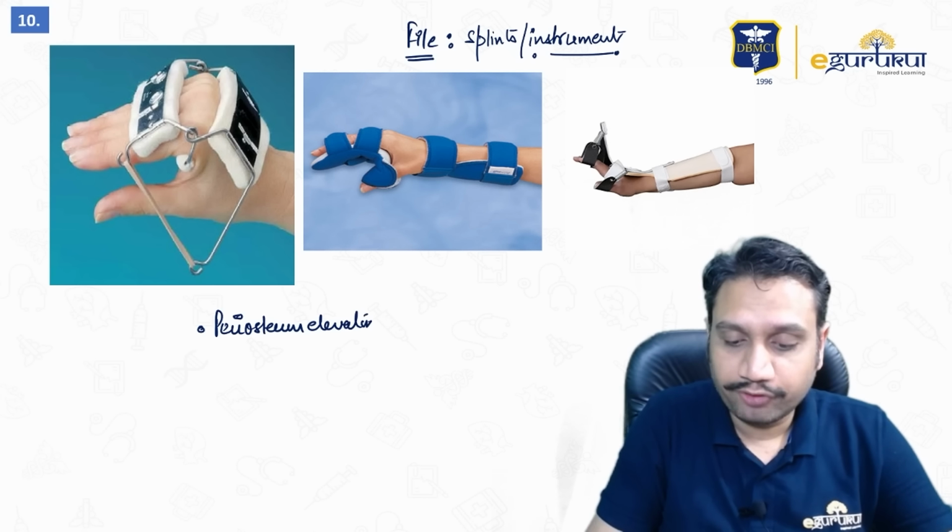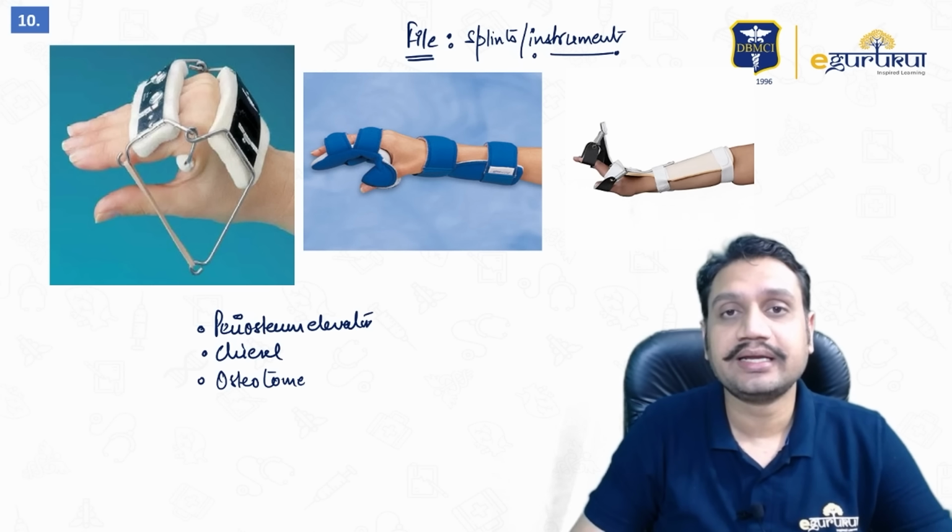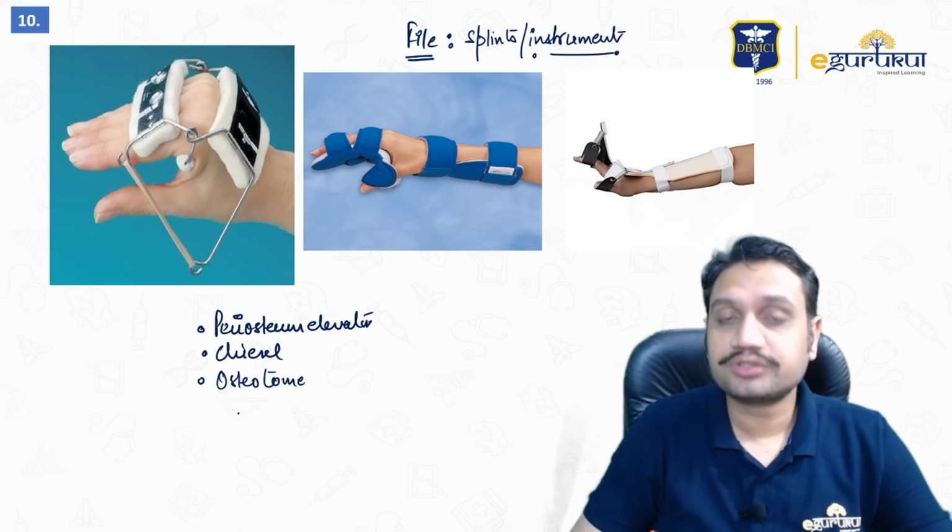Number two, I want you to see the chisel. Number three, I want you to see the osteotome, right? So chisel, osteotome, periosteum elevator, these are the three most important, repeatedly asked instruments from orthopedics. So have a look at how these three look. Periosteum elevator, osteotome and chisel, how are they different, right?